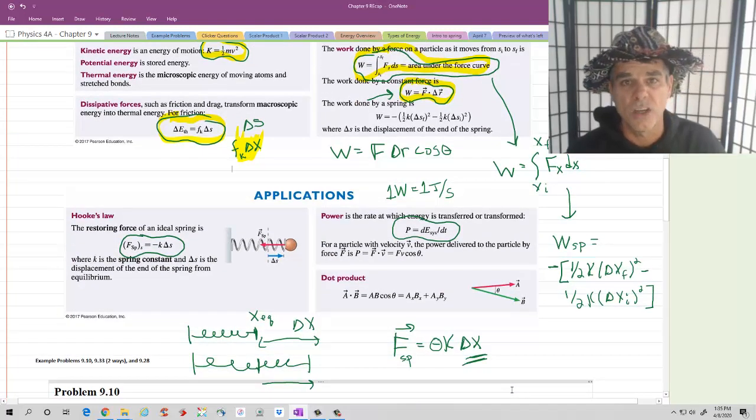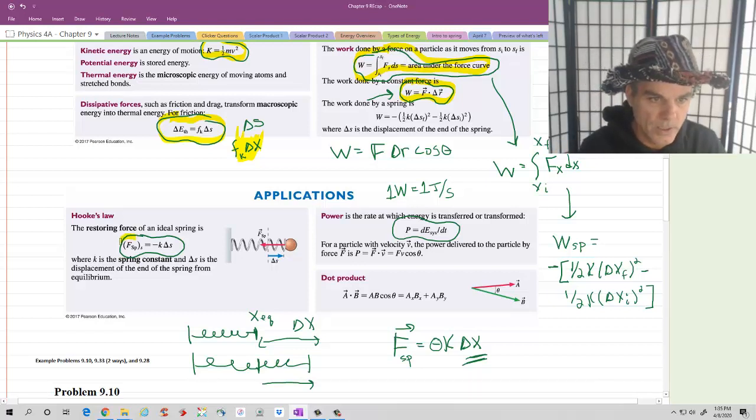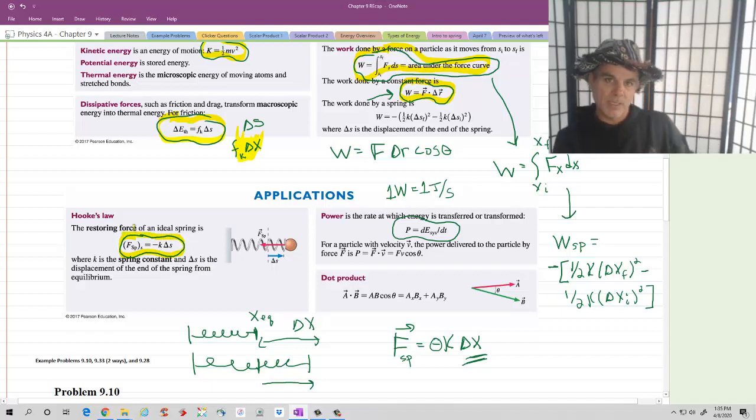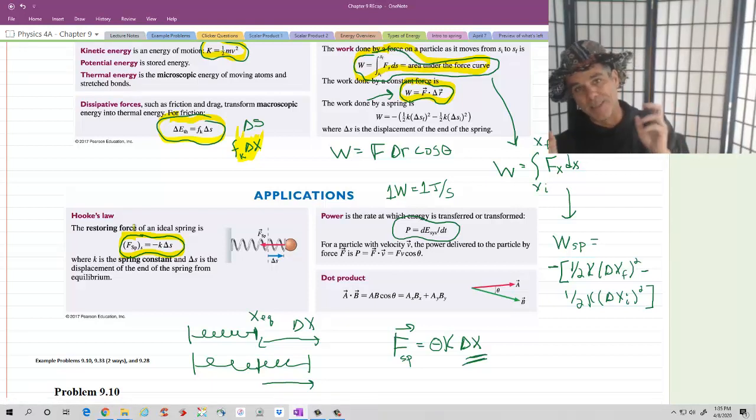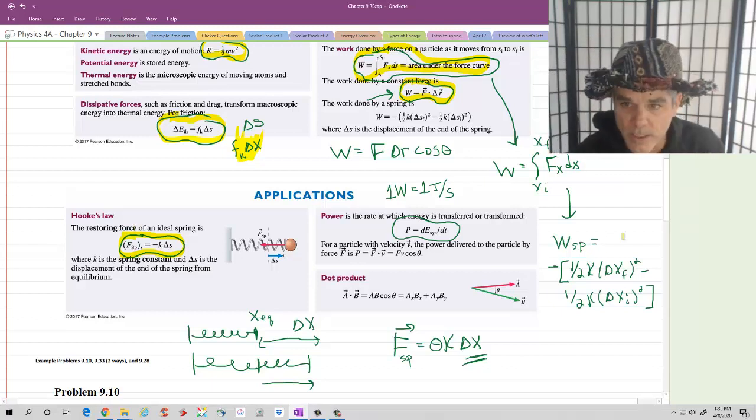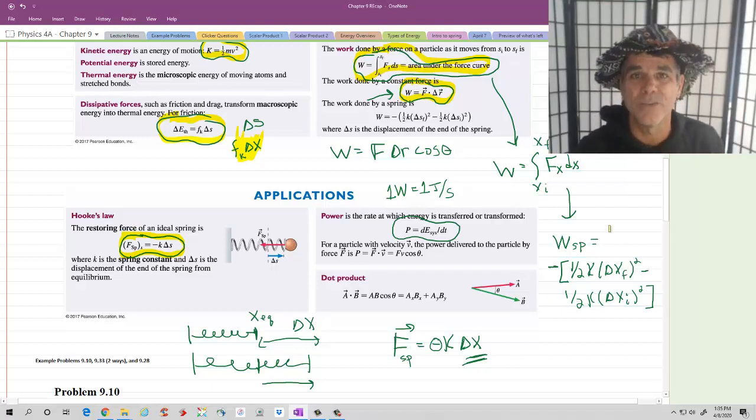Hooke's law basically says the force a spring exerts is equal to some constant called the spring constant times the displacement. And the force is always in the opposite direction of the displacement. So the equation is -k times delta x if we're talking about in the x direction. And the work done by a spring, I cannot use the dot product because the force is not constant.